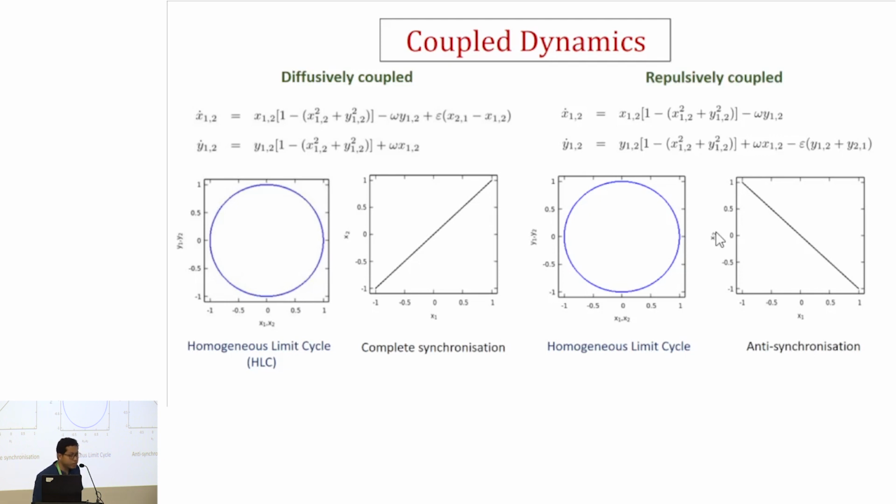Similarly, when the coupling is repulsive, in this case also both the systems end up on the same limit cycle, but they have anti-synchronization, or x1 equal to minus x2.